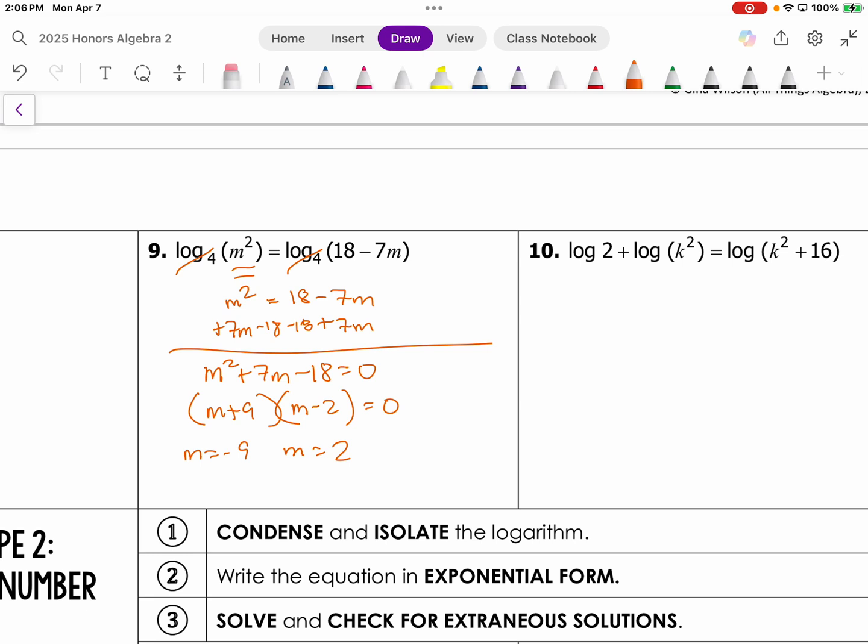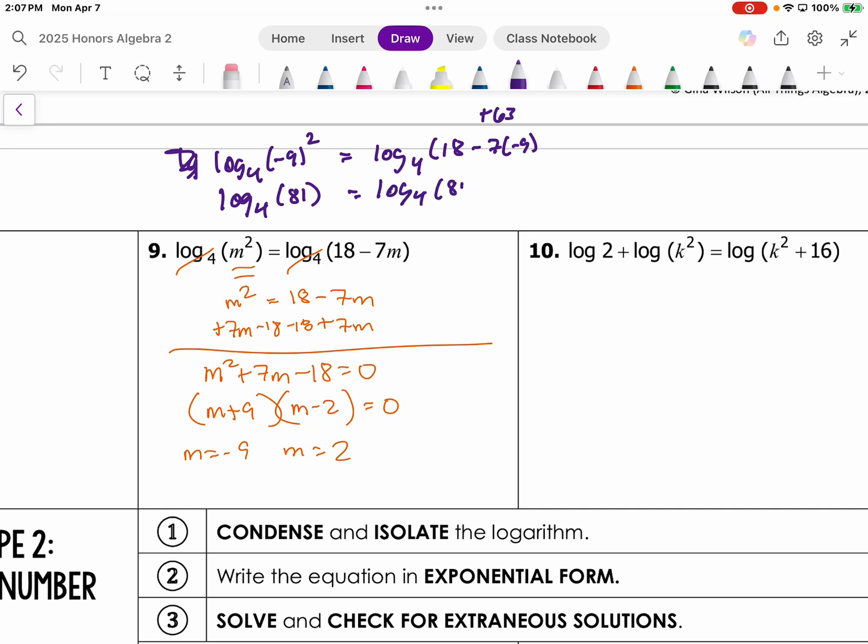And so let's see, if I go up to my problem here, log base 4 of negative 9 squared would be the log base 4 of 81. And then on the other side, it would be log base 4 of 18 minus 7 times negative 9. Negative 7 times negative 9 is a positive 63. 63 plus 18 is 81, so that worked. So that is an answer. So I know that works.